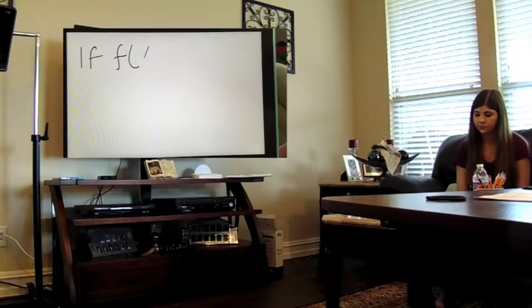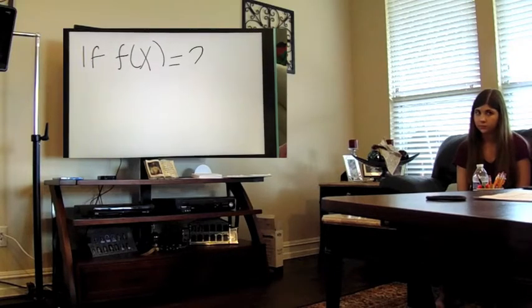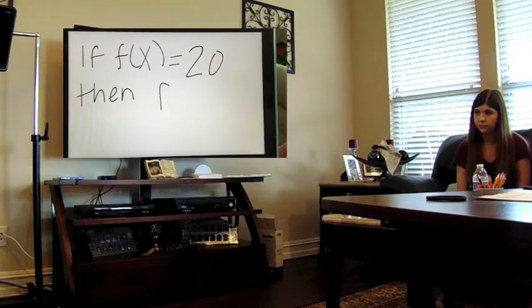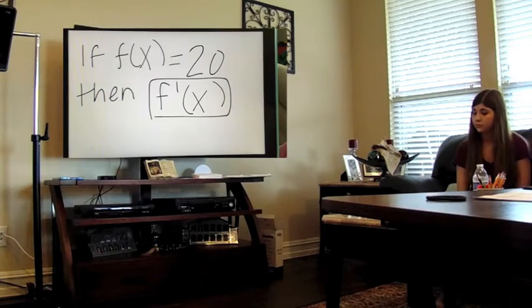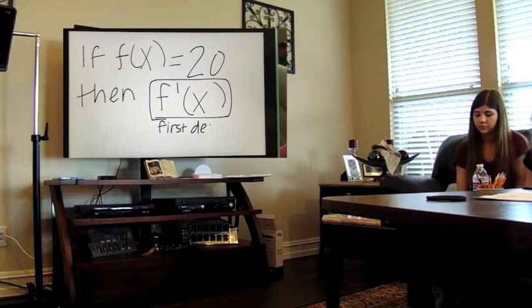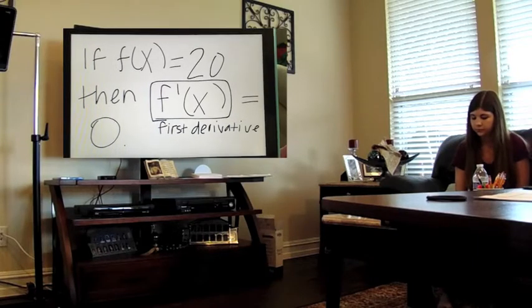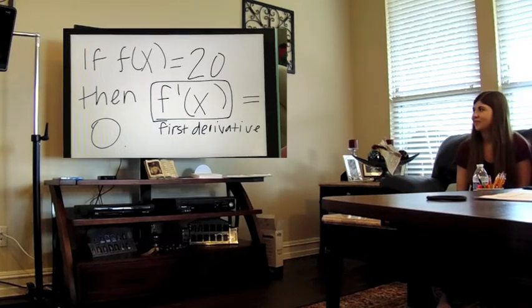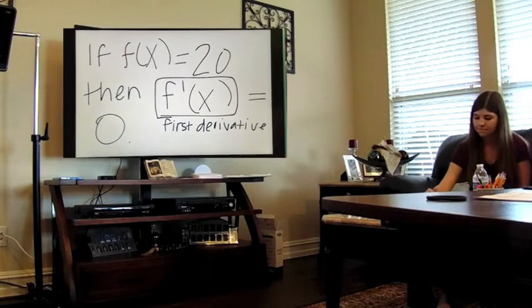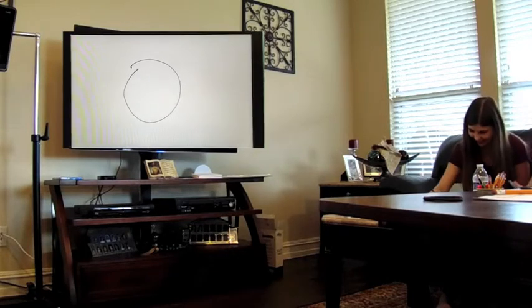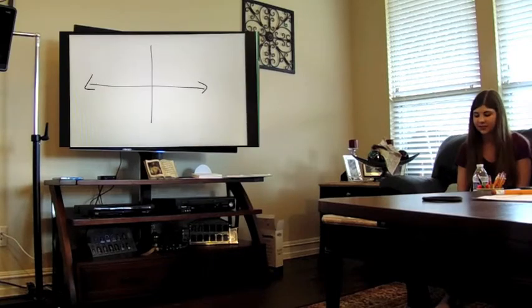If f of x, which is equal to y in any equation, is equal to 20, then the first derivative, which is how you say the first derivative, is equal to 0. So, can you guess what the answer will be for the next question? 0! To explain it, this might help.